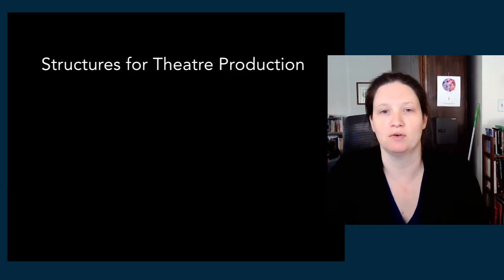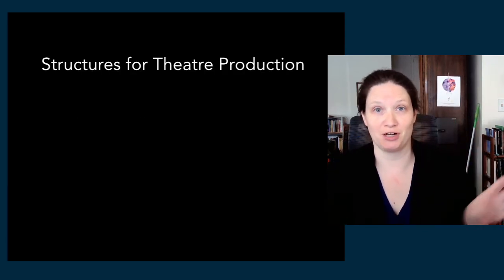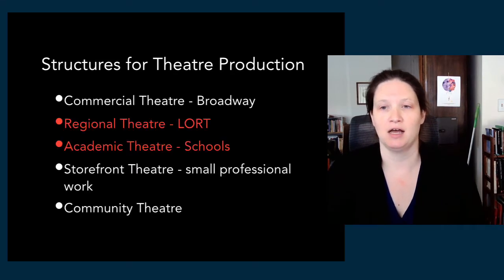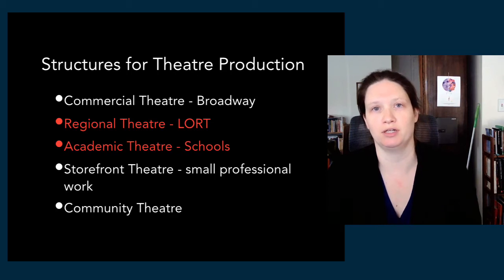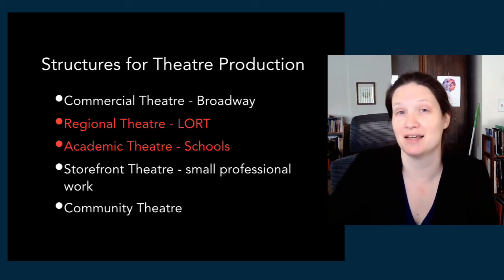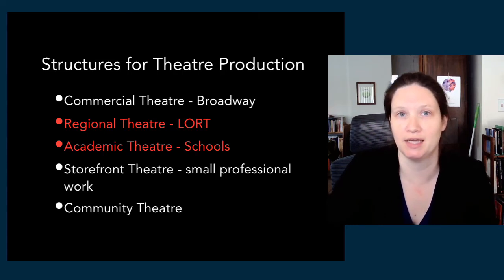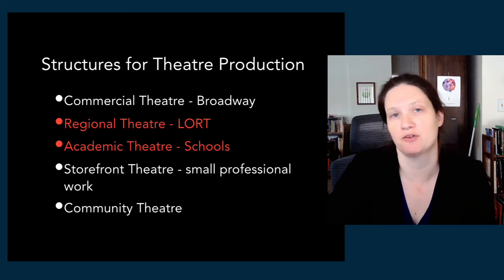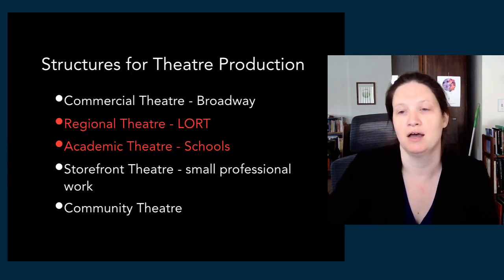Okay, so we have structures for theater production that we talked about already, right? So that includes your commercial theater, regional theater, academic theater, storefront theater, community theater. This production process is specific to the regional and academic theaters. Okay, so this is what we're working in right now. So this is the version of production process we'll talk about.